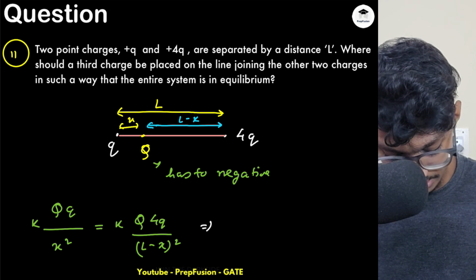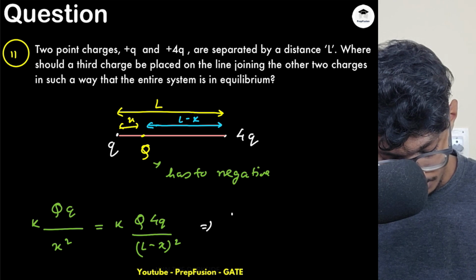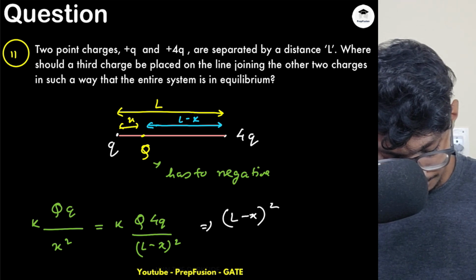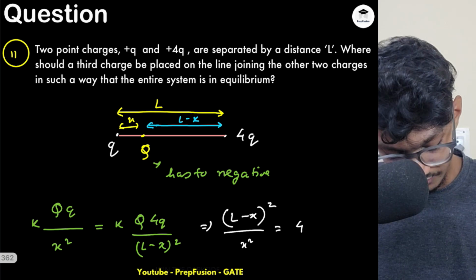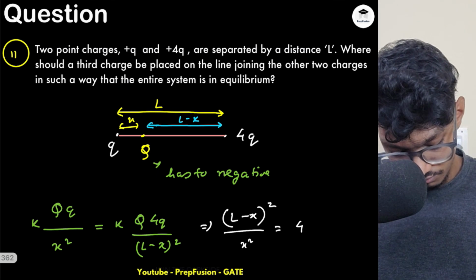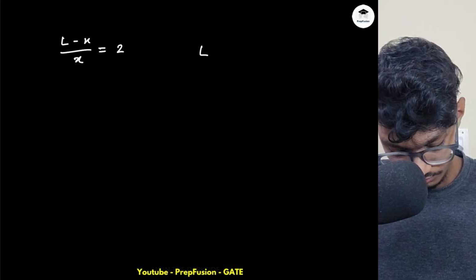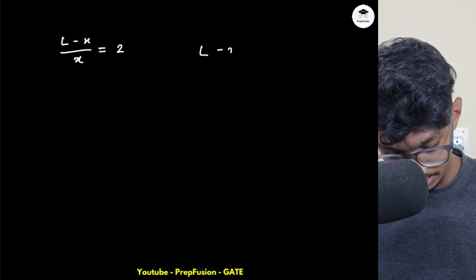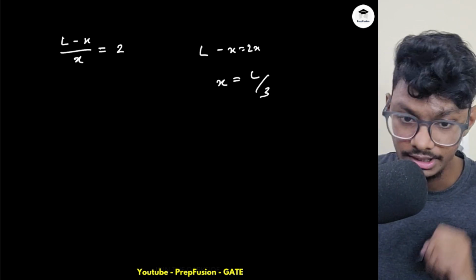Now I will simplify this. If I simplify this, Q will get cancelled, and what I can say is (L minus x) whole square divided by x square equals 4. If I take the under root on both sides, this will be (L minus x) divided by x equals 2. So L minus x equals 2x, or x equals L by 3. Okay, this is my x value.